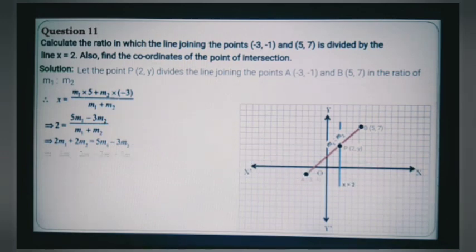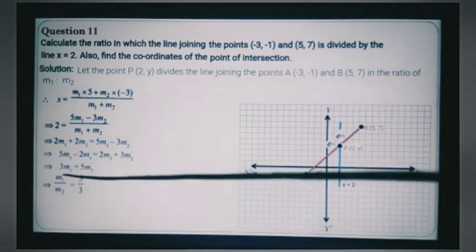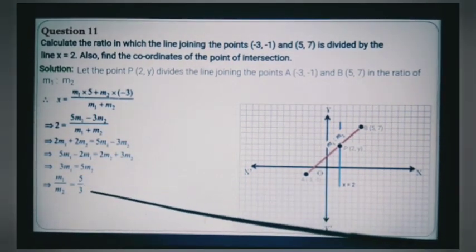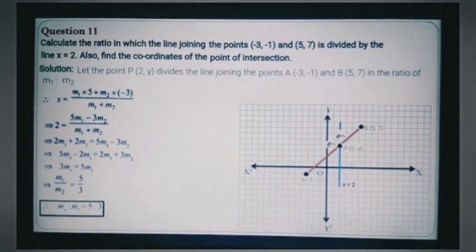Is that clear? So similarly, take m1 to one side, m2 to the other side, and find m1 by m2. Fine. So I am seeing that m1 by m2 is 5 by 3. That is, m1 is to m2 is going to be 5 is to 3. So we have found the first part, that is the ratio.